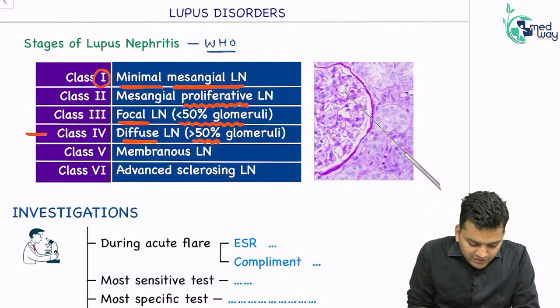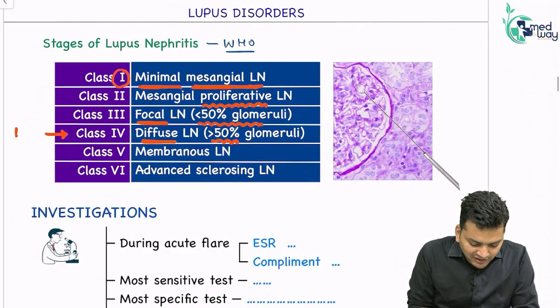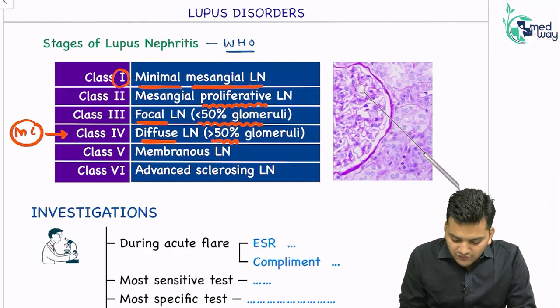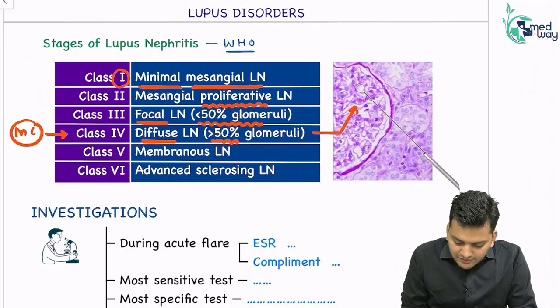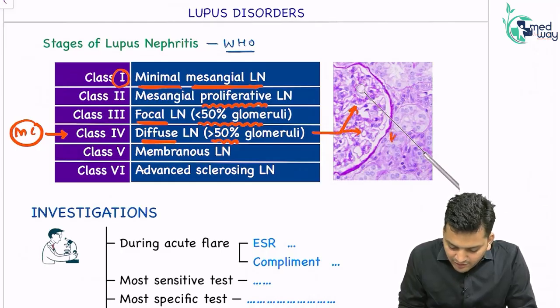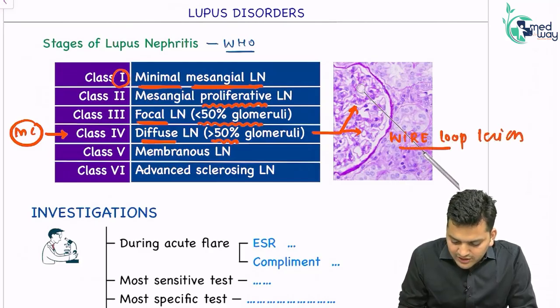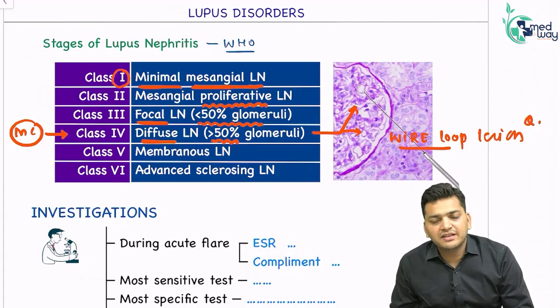And mostly the patients of lupus nephritis are going to present in stage 4. In stage 4, we are going to have very special lesions. These are called the wire loop lesions. So it is an important MCQ from the pathology aspect. The wire loop lesions are seen in SLE, and they are seen in which stage of SLE? That is the diffuse lupus nephritis, that is stage 4.